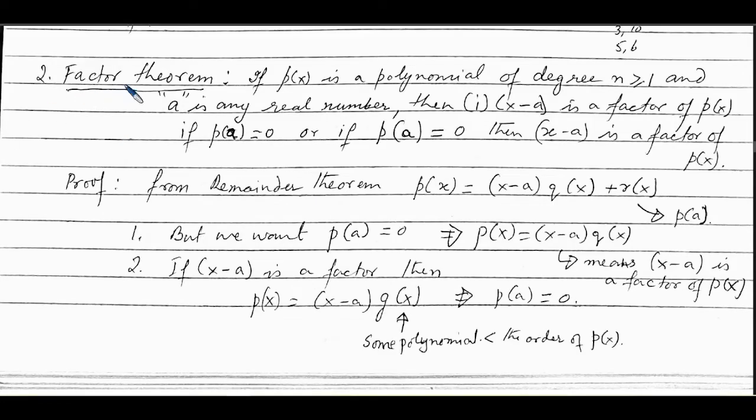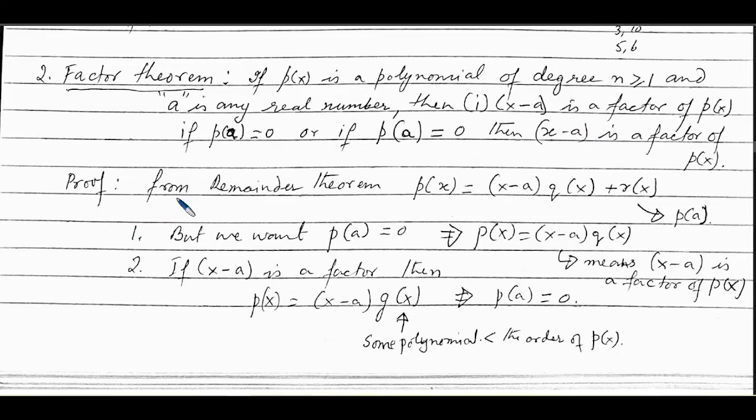Okay, now we will state the factor theorem. What is the factor theorem? If p(x) is a polynomial of degree n greater than 1 and a is any real number, then x minus a is a factor of p(x) if p(a) is 0. So x minus a is a factor only if p(a) is 0. If you have a remainder, then it's not a factor. And vice versa, if p(a) is equal to 0, then x minus a is a factor.